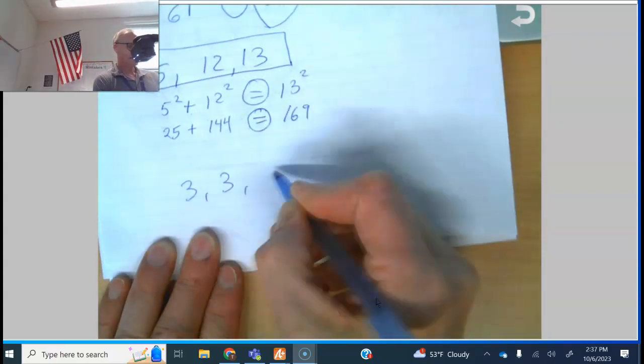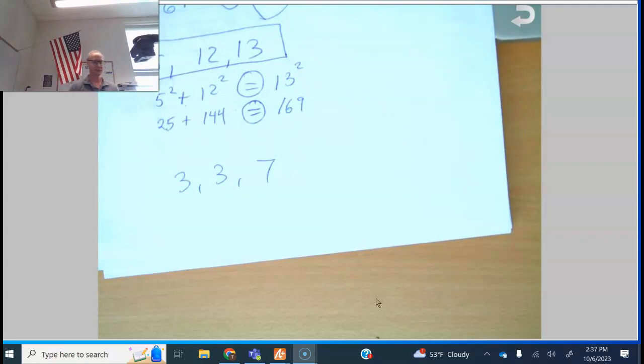3, 3, 7. Okay, give it a shot. If you just stick it in the formula, it's going to look like it's an isosceles obtuse, isn't it? Look at it again. That's what it's going to look like. That isn't what it is, though. Anybody see the problem yet?